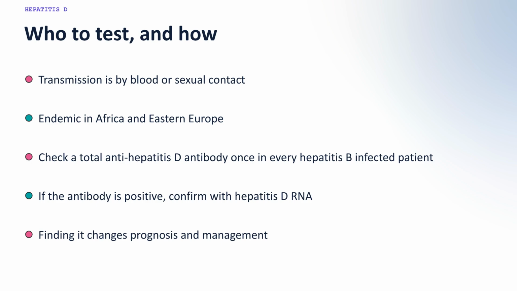The testing rule is simple, and it is worth adopting. Check a total anti-hepatitis D antibody once in every patient with hepatitis B, not just the ones with risk factors. If that antibody is positive, confirm with hepatitis D RNA. Finding hepatitis D changes both prognosis and management, and the only way to find it reliably is to look in everyone with hepatitis B.